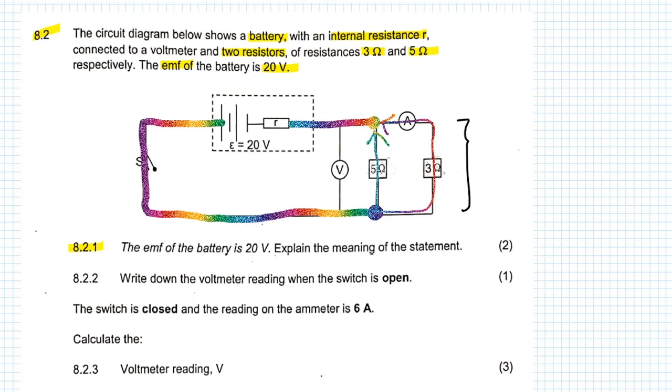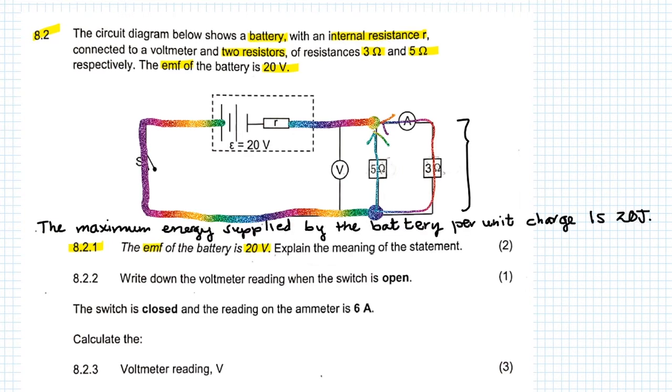Question 8.2.1 says, the EMF of the battery is 20 volts. Explain the meaning of this statement. We can say that this means that the maximum energy supplied by the battery per unit charge is going to be 20 joules. Remember, potential difference is equal to energy transferred per unit coulomb. So here we are saying that per unit charge, 20 joules will be supplied by the battery. This is the maximum amount of energy because remember, EMF is the maximum potential difference that we will measure across a battery.